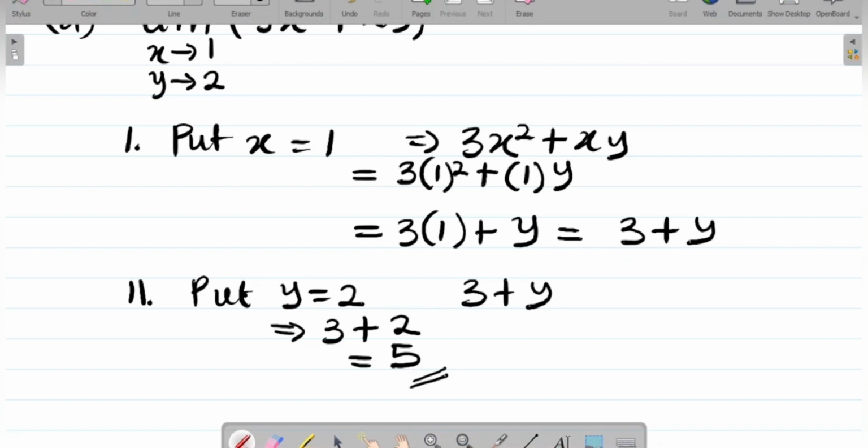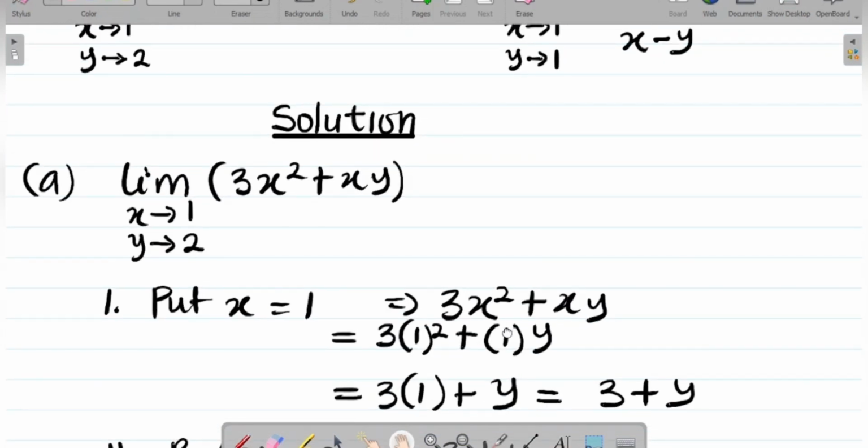So whenever you get a number as a final answer, it's said to be defined. But if you get 0 as a final answer, it's said to be undefined. So hence, we can say in conclusion that the function is defined at x equal to 1 and y equal to 2, and its limit also exists at this point. All right, the limit here is 5. That's my answer. So it's defined and the limit also exists at this point.